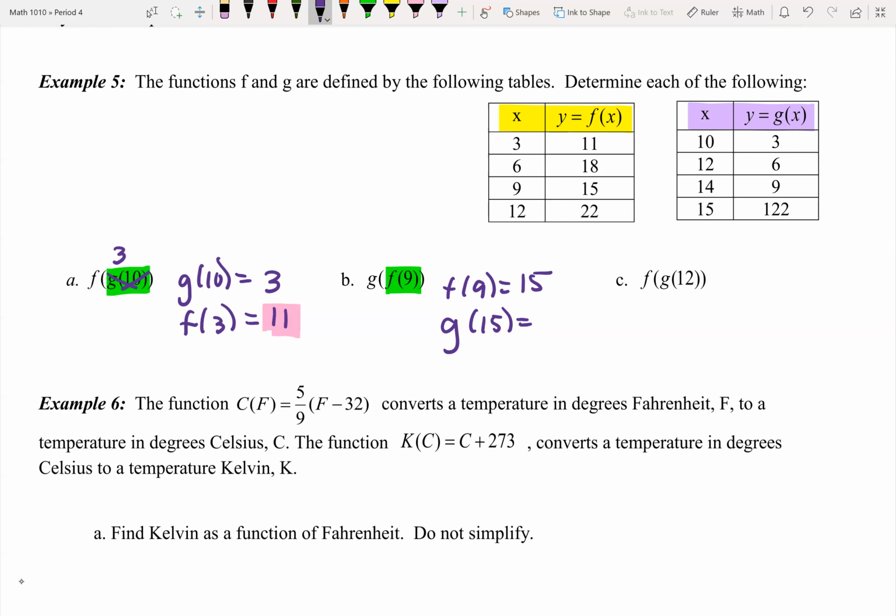What table, yellow or purple? Purple. And is the 15 an x or is the 15 a y? It's an x, right? So if x is 15, y is 122. That's my answer, and I'm done. Who says I get it?